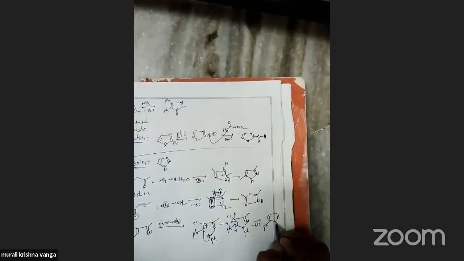Then here, the lone pair of electrons, if this hydrogen shifts here, then ring formation takes place. Here chlorine and phenyl like this. Now it involves loss of HCl, then forms this product.